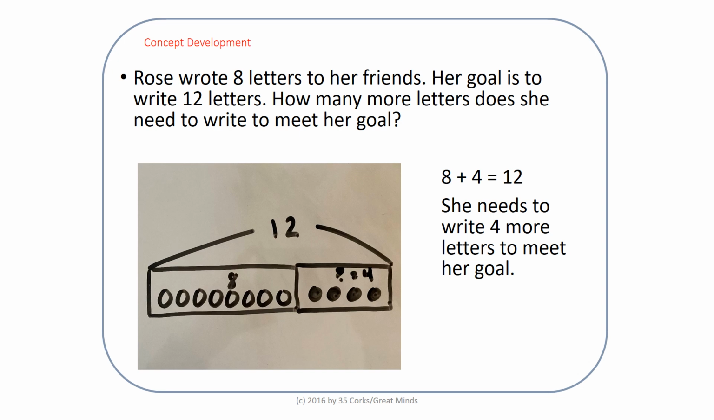On the right hand side, you can see I have 8 plus 4 equals 12. So my answer was she needs to write 4 more letters to meet her goal. What is one thing that I forgot to do in my drawing? I labeled, but I missed letters under my labels. We're going to talk a little bit about what's important to label and what's okay to leave out. So we will get to that later in the lesson, but this is how my answer looked for this one.